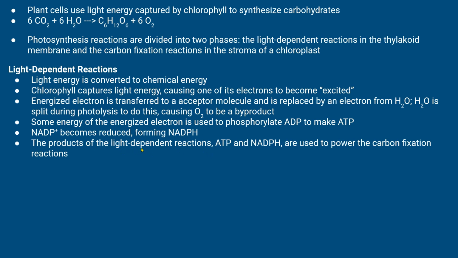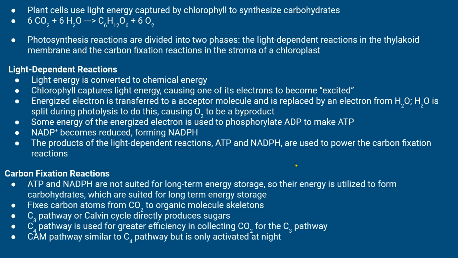And these are the products of light-dependent reactions, ATP and NADPH, which are used to power the next phase, the carbon fixation reactions. So these molecules are not suited for long-term energy storage, so they need to be utilized to form carbohydrates, which is suited for that. So CO2 molecules, I should say, from the atmosphere are fixed to organic molecule skeletons in the Calvin cycle. Right, this is what directly produces sugars through the cycle. The C4 pathway is used for greater efficiency in collecting the CO2 for the C3 pathway through the PEP carboxylase enzyme. And the CAM pathway is similar to the C4 pathway, but is only activated at night.